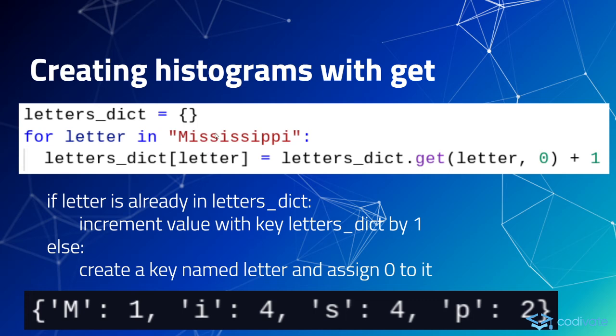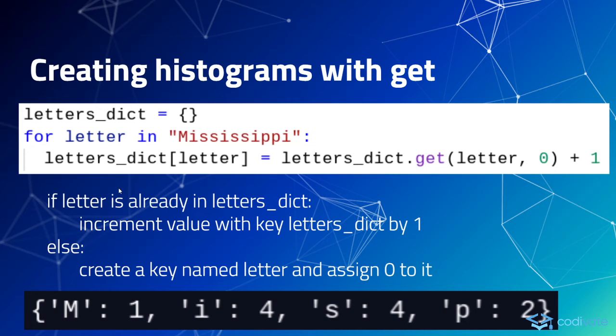But the second time I get an S, this is how it would work. letters_dict of S already exists since I made it before. We're going to get its current value, which should be 1, since we have 1 S so far, and then assign to that 1 plus 1. Since we already have that key present and it has a value of 1, we ignore this default value, we just get its current value and increment it by 1.